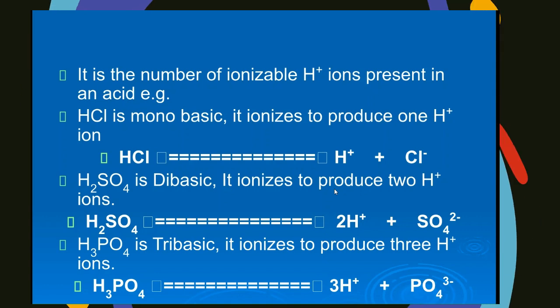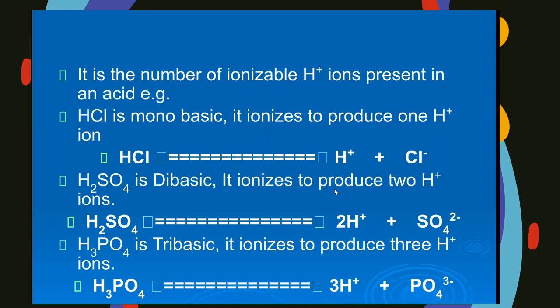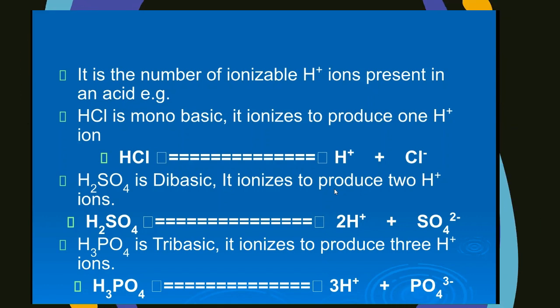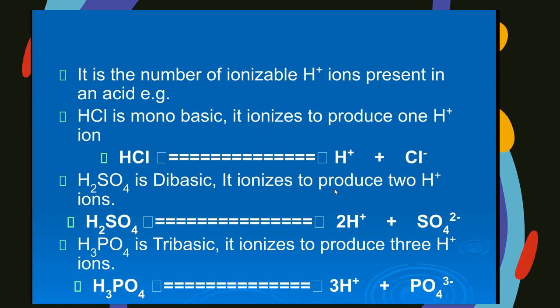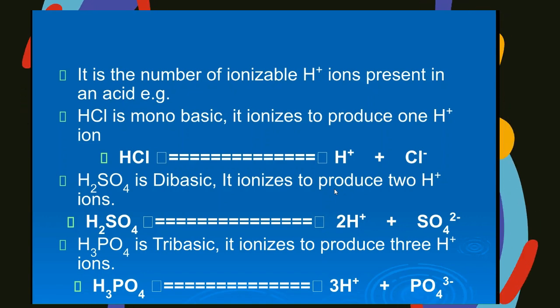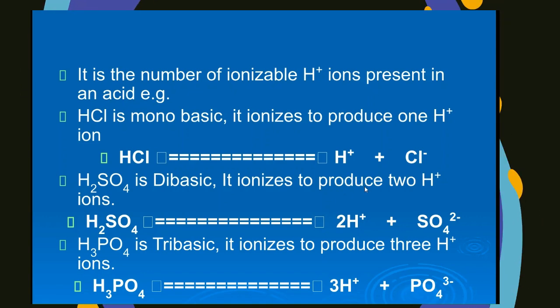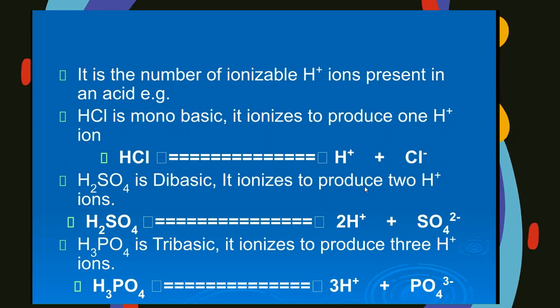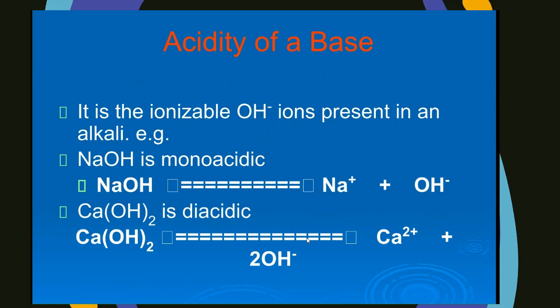Now, why is H2SO4 dibasic? Because here we are getting two H+ ions. So for that we need two OH- ions. So H2SO4 gives rise to 2H+ plus SO4 2- ions. Okay. Now the third point is H3PO4 is tribasic. Here you can see three hydrogen ions. So it ionizes to produce three hydrogen ions. Again we are getting 3H+ plus PO4 3-. So again it is tribasic. And this is called basicity.